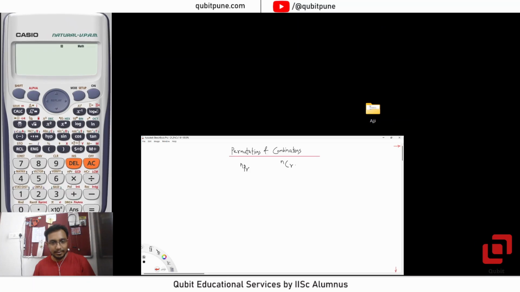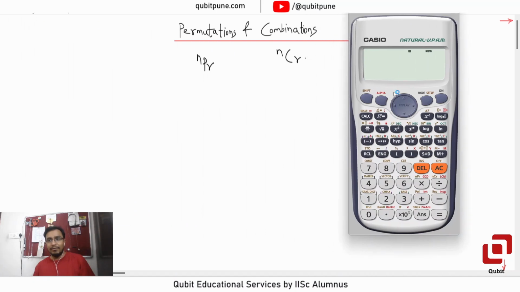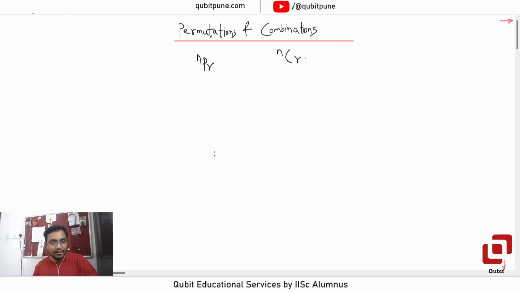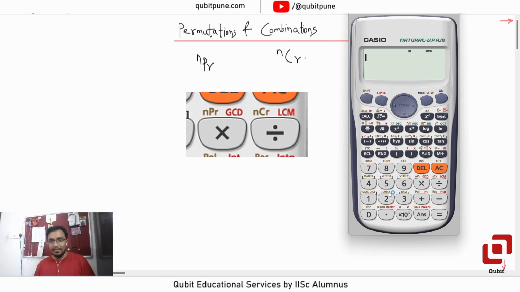When we were discussing binomial theorem, I think we have used these keys. There is nPr and nCr written above these keys, above the multiplication and division keys. So I can find them right here. If I wish to find 6P2, I can find it here. If I wish to find 6C2, I can even do that here. So that functionality is available.